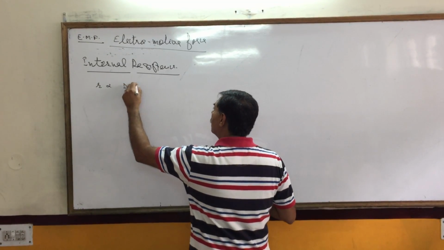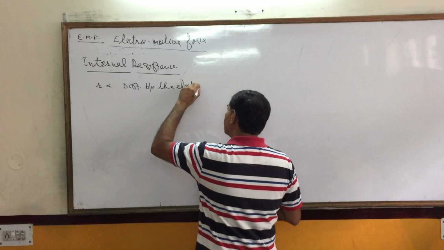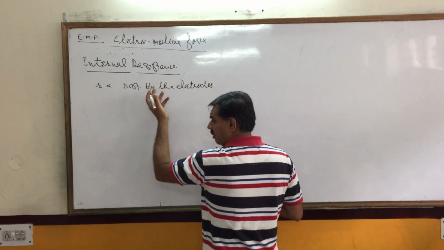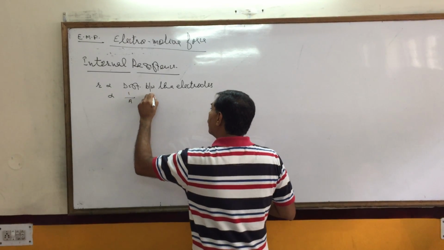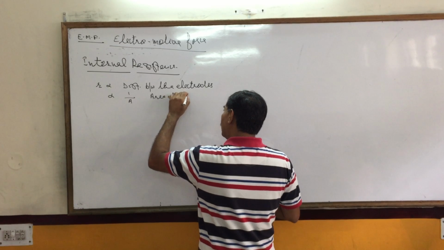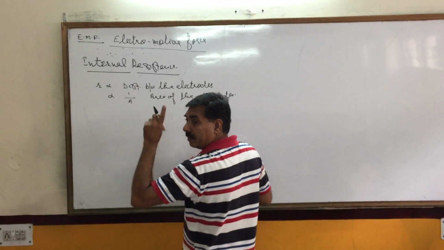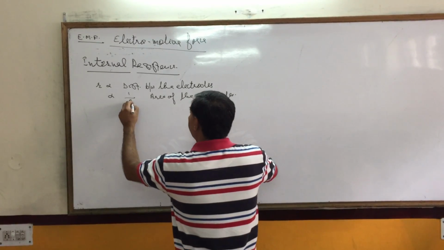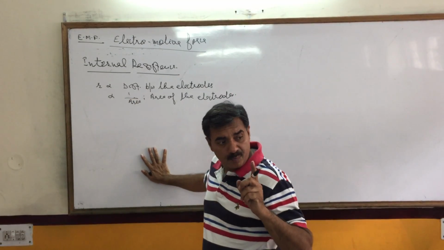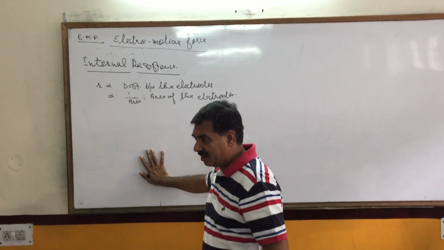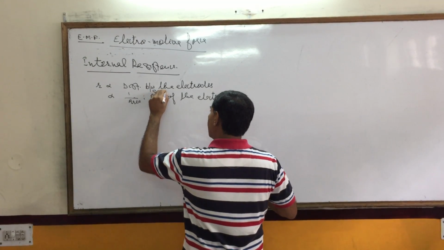The internal resistance is directly proportional to the distance between the electrodes. Obviously, the more the distance, the more the resistance. It is inversely proportional to the area of the electrode. There should be no confusion: do not take A as in the resistance formula, because there A is the area of cross section, whereas over here it is the surface area. Write surface area.